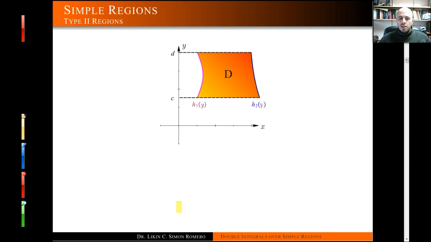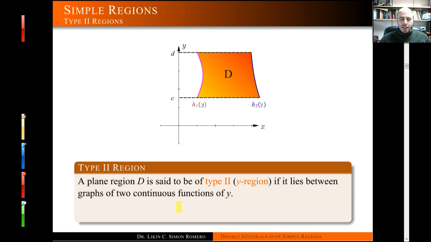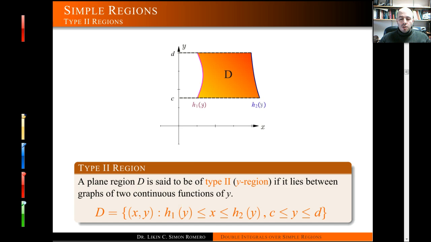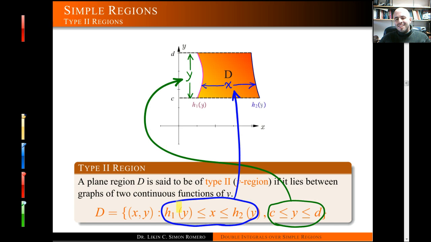A type 2 region is more or less the same, but now Y is the variable that's going to be moving between two constants. So the Y moves between two constants and X moves between two functions that depend on Y. In other words, you can think of the variable that moves between two constants as the independent variable, and the X, in this case, the one moving between two functions, is the dependent variable.